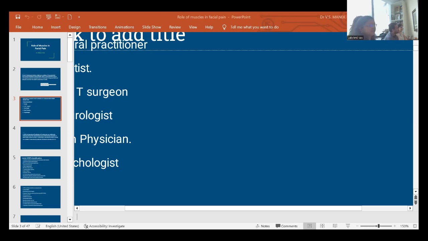So first is the disorder due to dentoalveolar and anatomically related structures: dental pain, oral mucosa, salivary glands, jaw bone. Second is the myofascial orofacial pain, primary and secondary. Third is the temporomandibular joint pain, again primary and secondary. Fourth is the lesion or disease of the cranial nerve. Basically 2 main nerves can cause neuralgia and facial pain, the trigeminal nerve and the glossopharyngeal nerve. Trigeminal neuralgia can be classified again into classical, idiopathic, secondary, and post-traumatic, and the same with glossopharyngeal neuralgia.